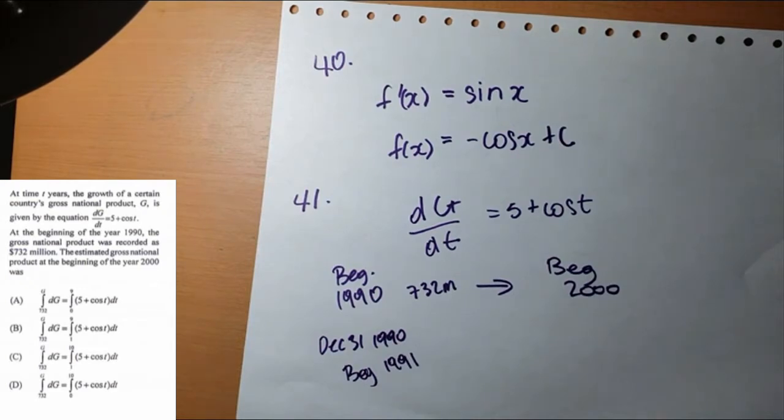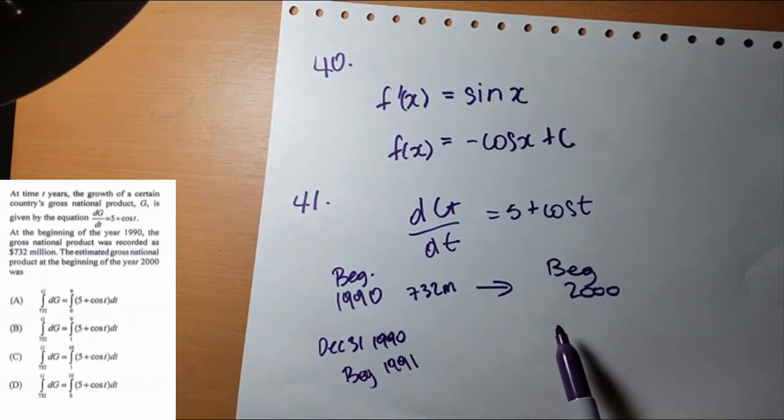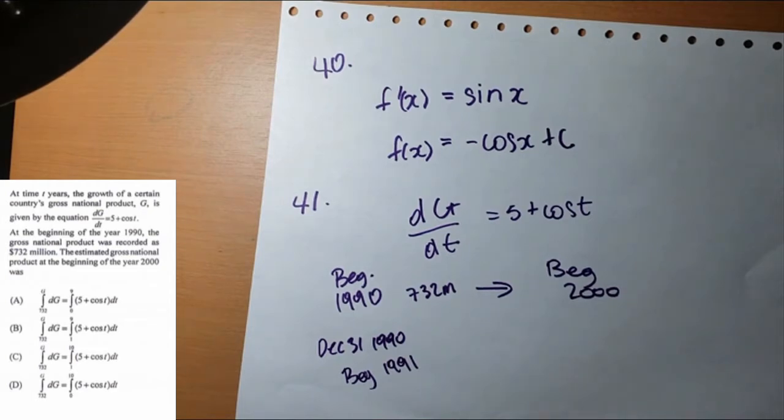So they count the ending of 1990 as the beginning of 1991. So if they had said the ending of 1990, it would have been 9 years. If they had said the ending of 1990 and the ending of 2000, it would have still been 10 years. So just max it out in your head, and learn what you're supposed to do.